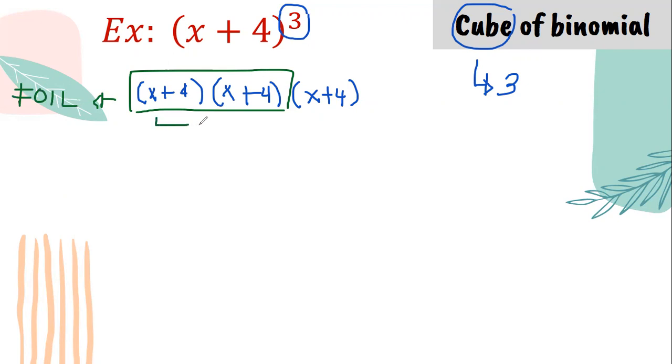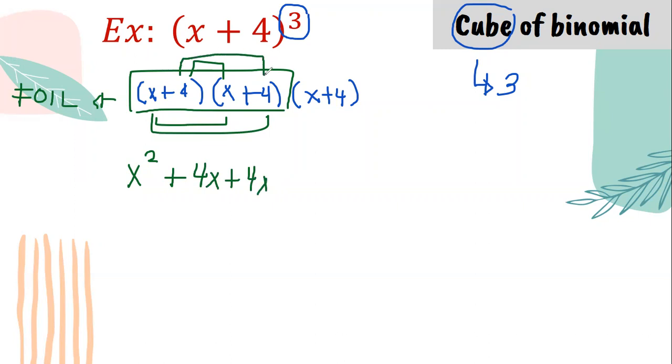So x times x is x squared. Next, x times 4 is 4x. And then 4 times x pa rin po is, of course, 4x. And then 4 times 4 is 16. Okay? And then you have to rewrite times x plus 4. Do not forget to write the last x plus 4 kasi baka mamaya makalimutan, magkamali ng final answer.